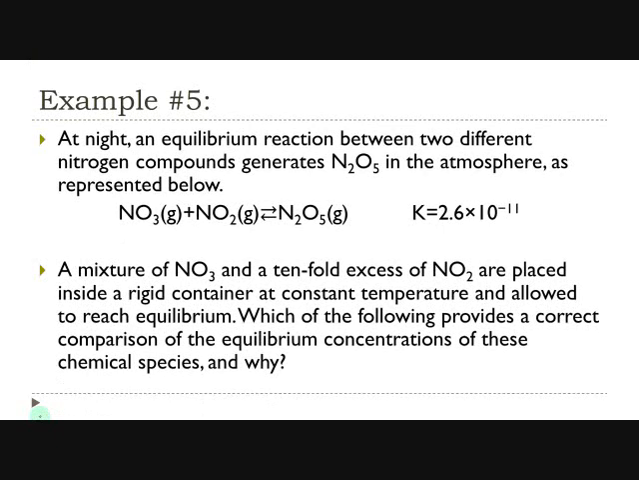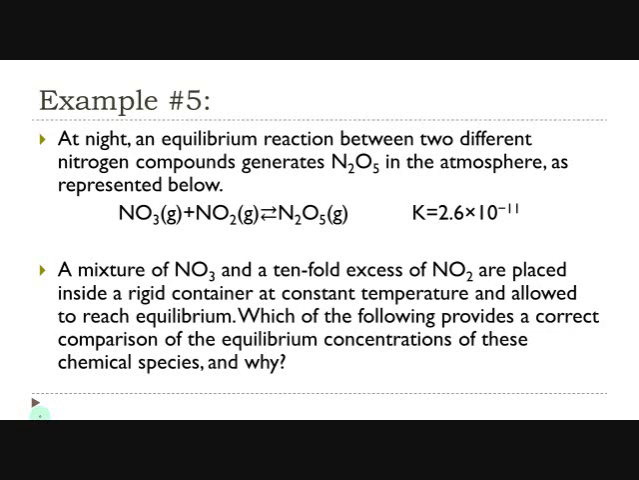So here's an example of a multiple choice question where we are comparing the value of K. At night, an equilibrium reaction between two different nitrogen compounds generates dinitrogen pentoxide in the atmosphere, as represented by our equation that has a K of 2.6 times 10 to the negative 11. A mixture of nitrogen trioxide and a tenfold excess of nitrogen dioxide, meaning that the limiting reactant here is going to be the NO3, are placed inside a rigid container at constant temperature and allowed to reach equilibrium. Which of the following provides a correct comparison of the equilibrium concentrations of these chemical species and why?